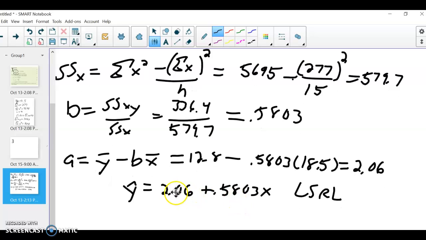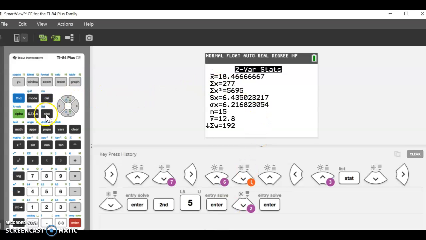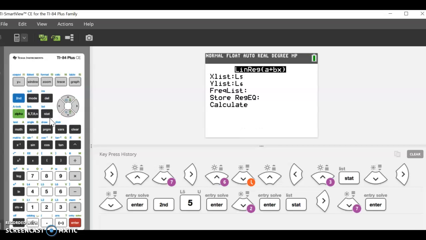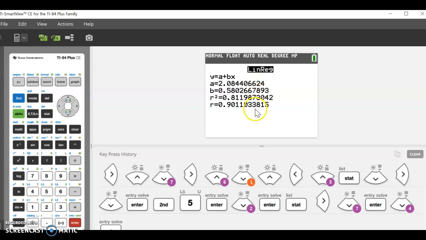Just to recall how I do it in the calculator, once you've typed in your data, you go stat, you go calc, you're going to go number 8, LinReg. Make sure your x list and y list are the correct ones, so L5, L6. Calculate. There's my slope. My y-intercept. It's a little bit off, but again, if I'm doing it by hand, I've probably rounded something along the way, so close enough.